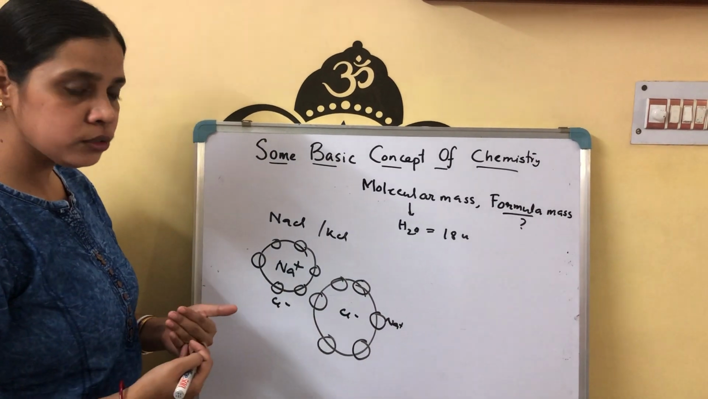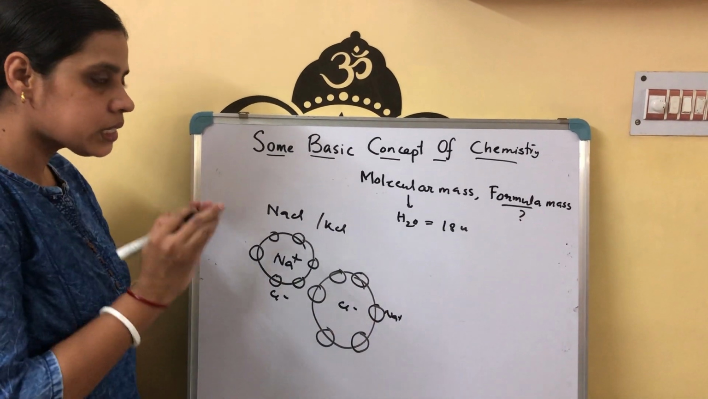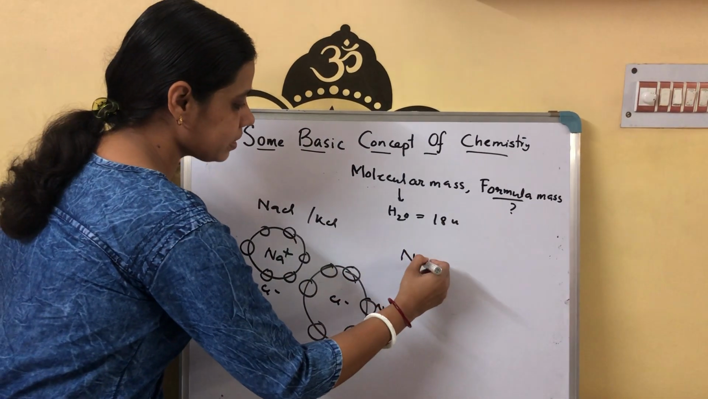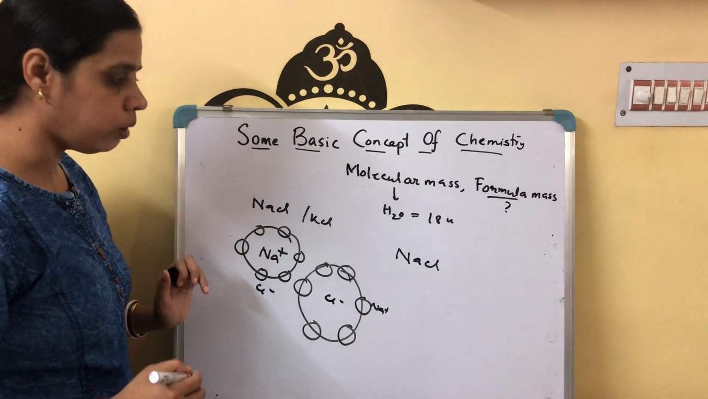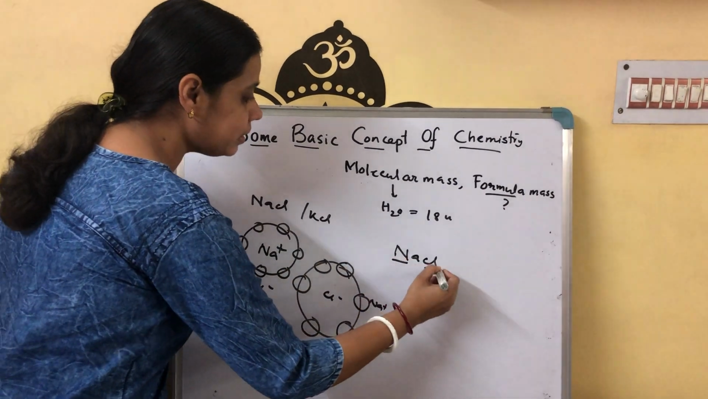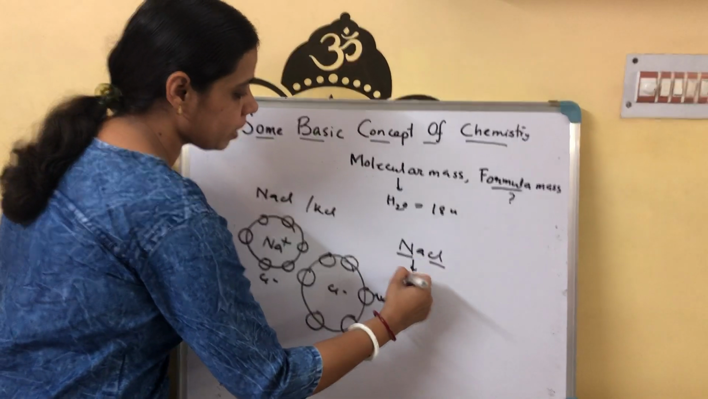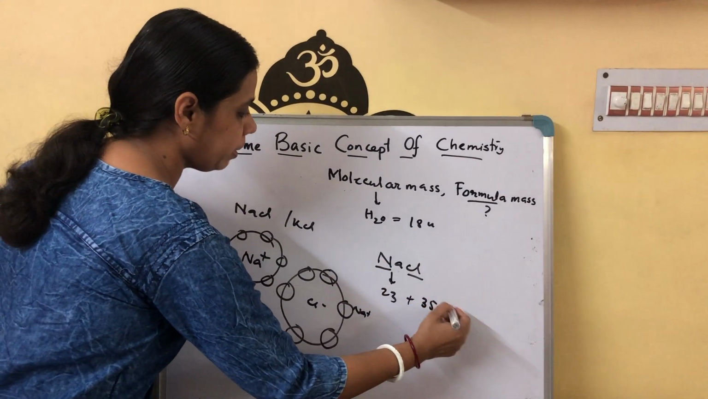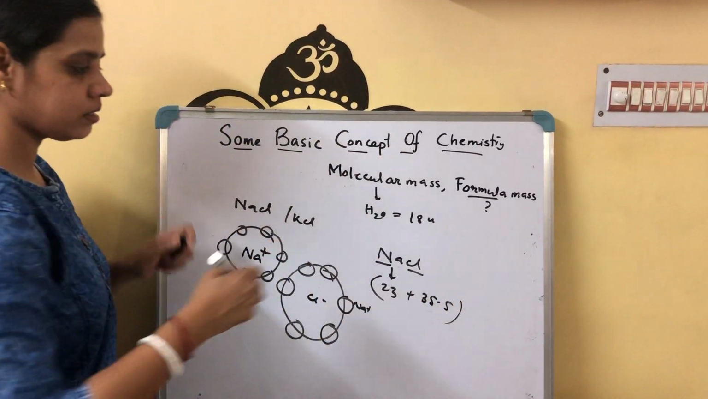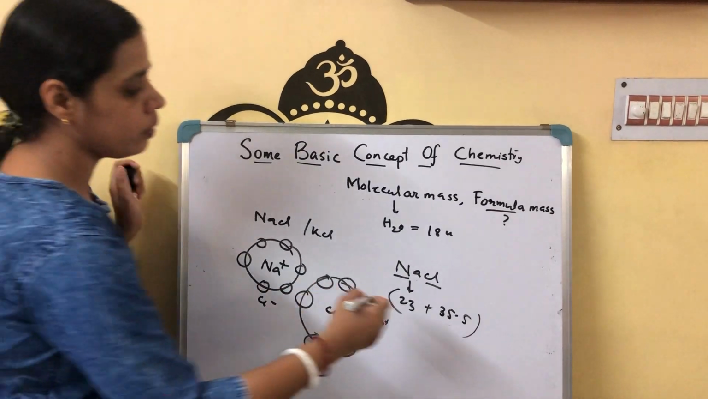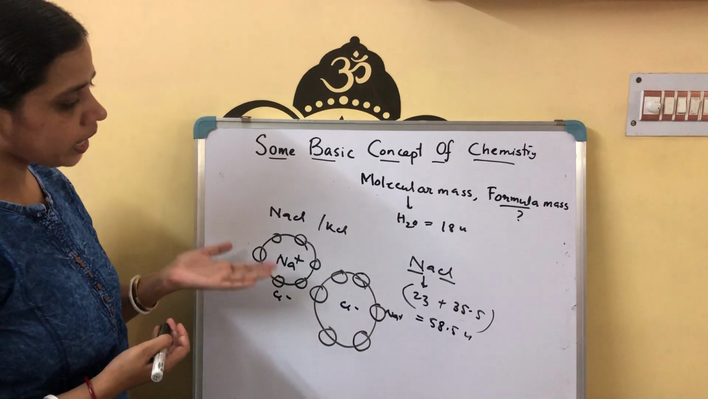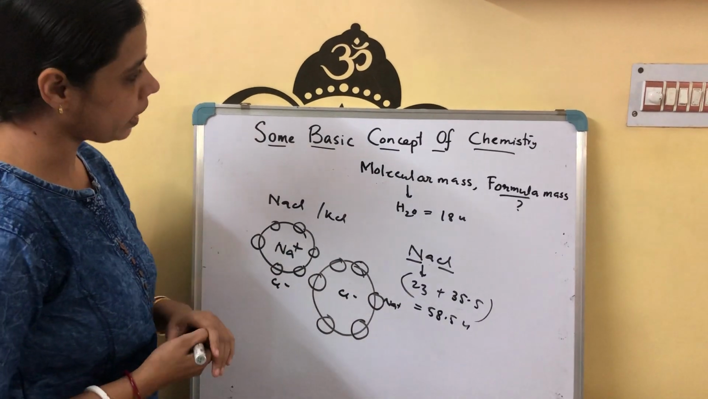So what can we do for this type of compound? We just write their formula. What will be the formula of sodium chloride? That is NaCl. So first I write their formula and then add their atomic masses. You know, the atomic mass of sodium is 23 and the atomic mass of Cl is 35.5. So we just place their atomic masses and add, and we get the formula mass. What will be the unit? Same unit, 58.5 unified mass.